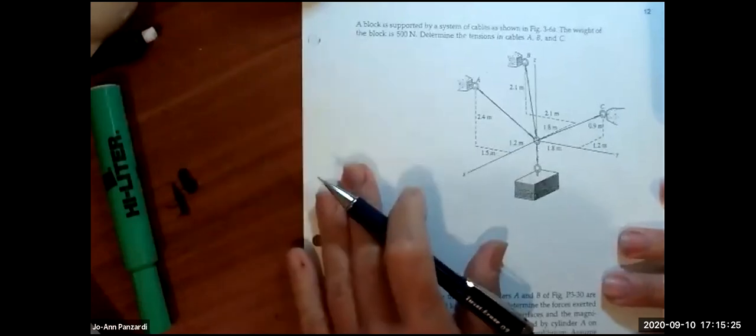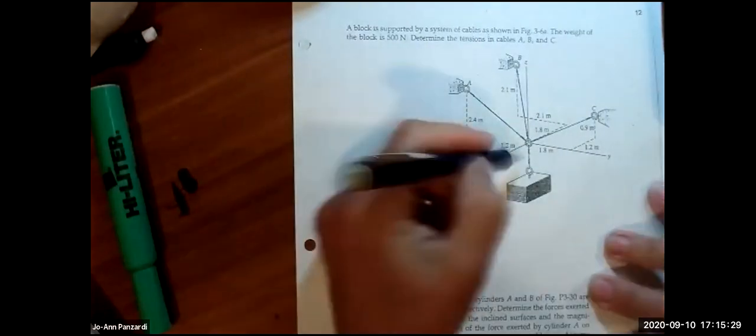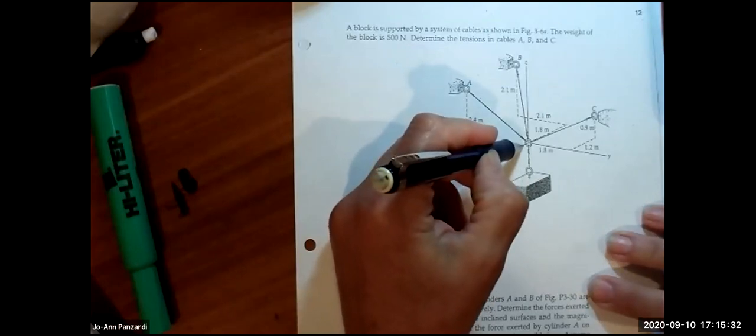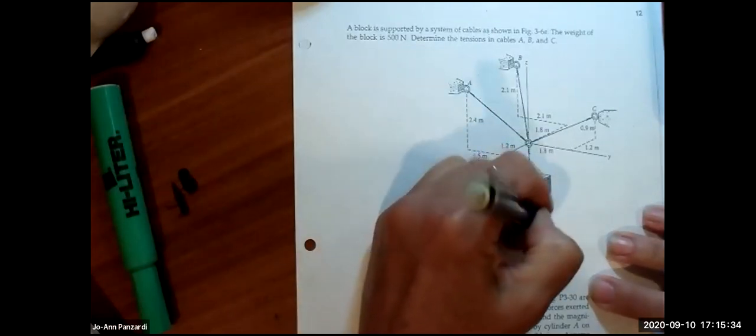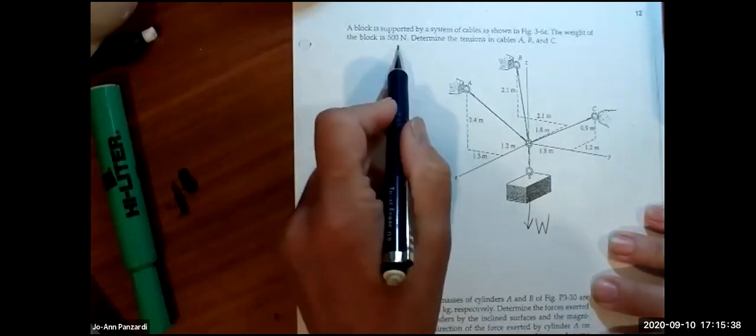Okay, so we're doing a 3D problem. Let's take a look at the picture. I have a block here, right? So there's going to be some weight. Let's just look really quickly. Does it tell you what the weight is? Read the words.